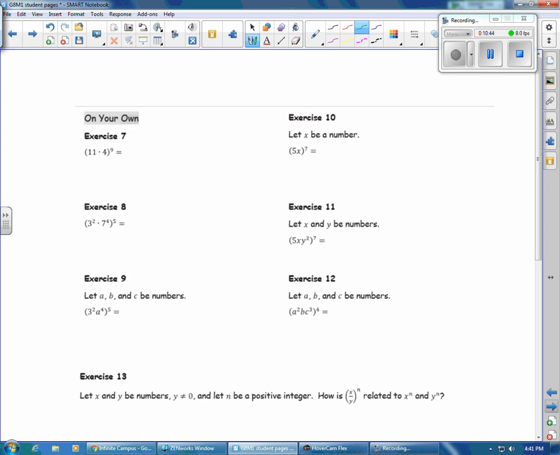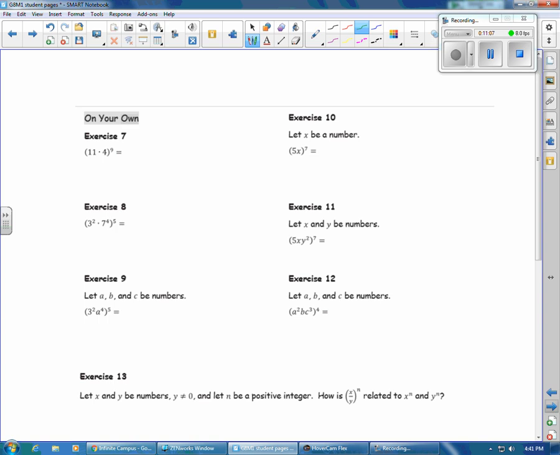So let's take a look at the on your own exercises. Exercise 7, 8, 9, 10, 11, and 12. What I'd like you to do is go ahead and attempt these and then come back. You know what, actually, let's do 7 together really quick so that you understand what the expectation is.